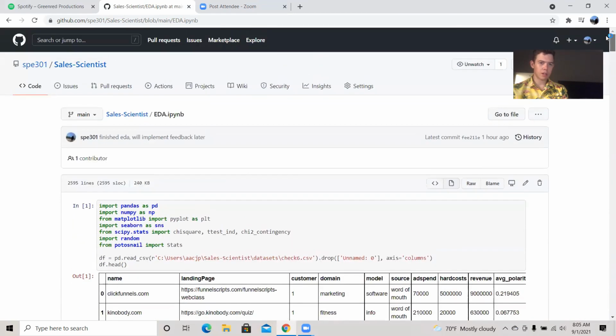So that is the project, or that is the EDA anyway. I'm going to move on to working on a dashboard in Tableau, most likely, and also looking into modeling techniques, seeing if there's something I can actually model with this data.